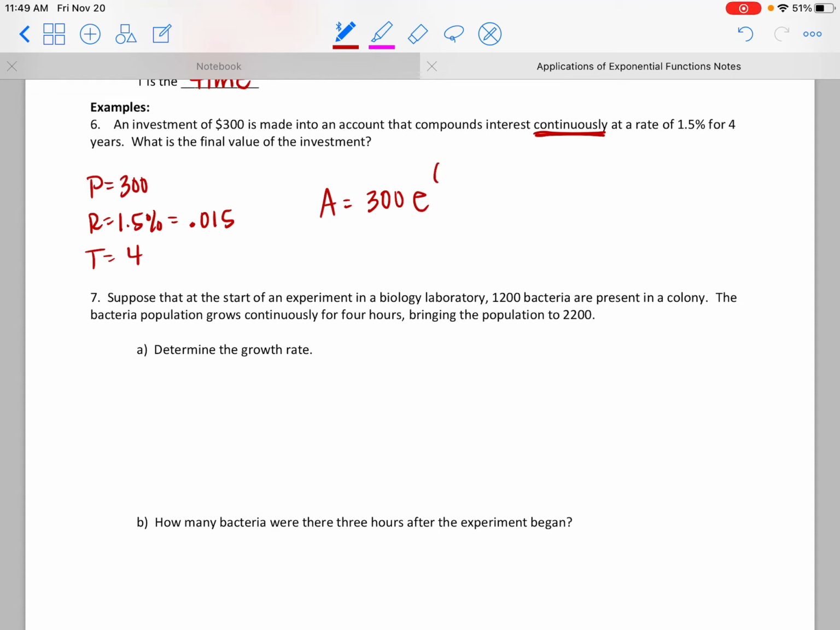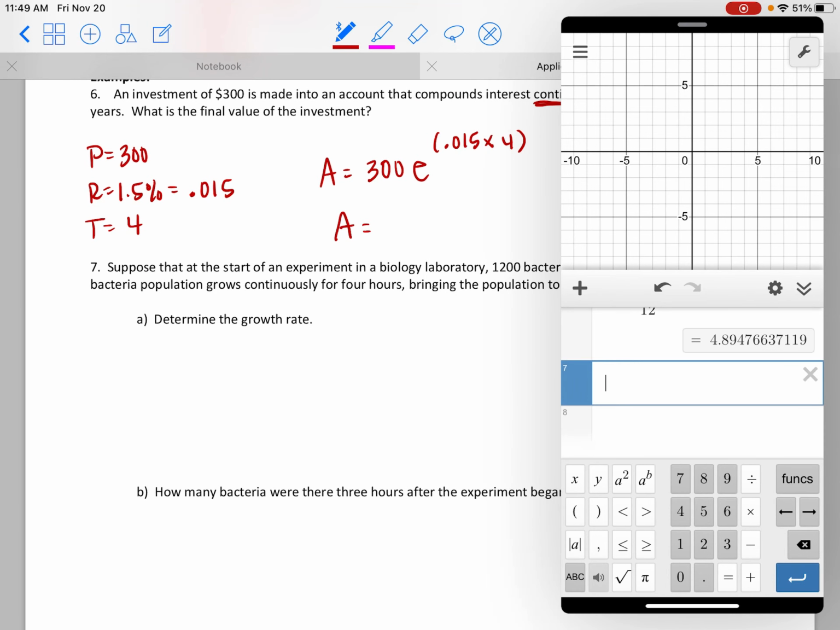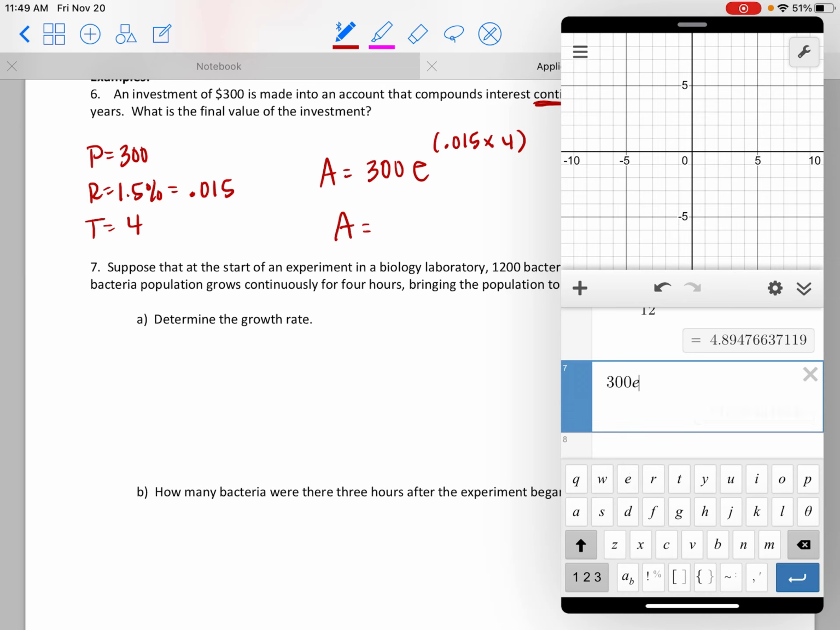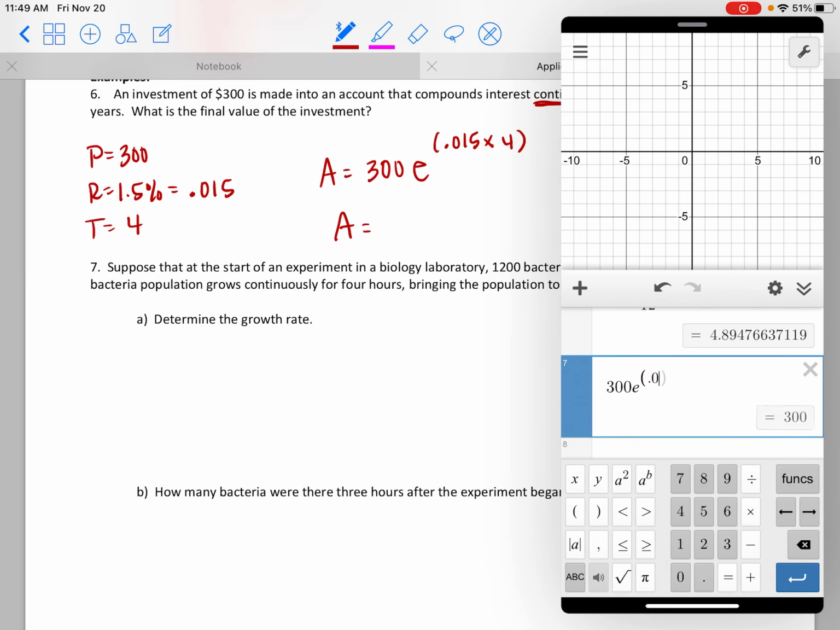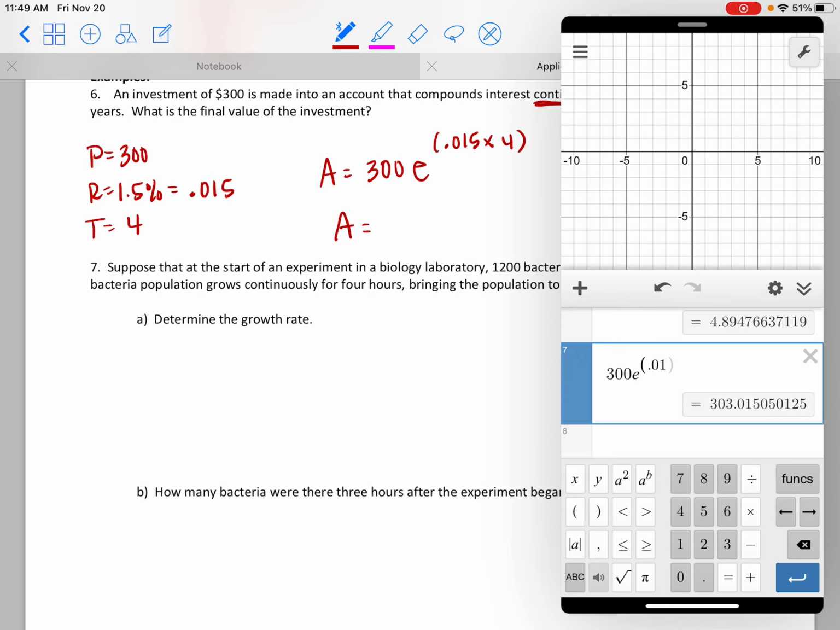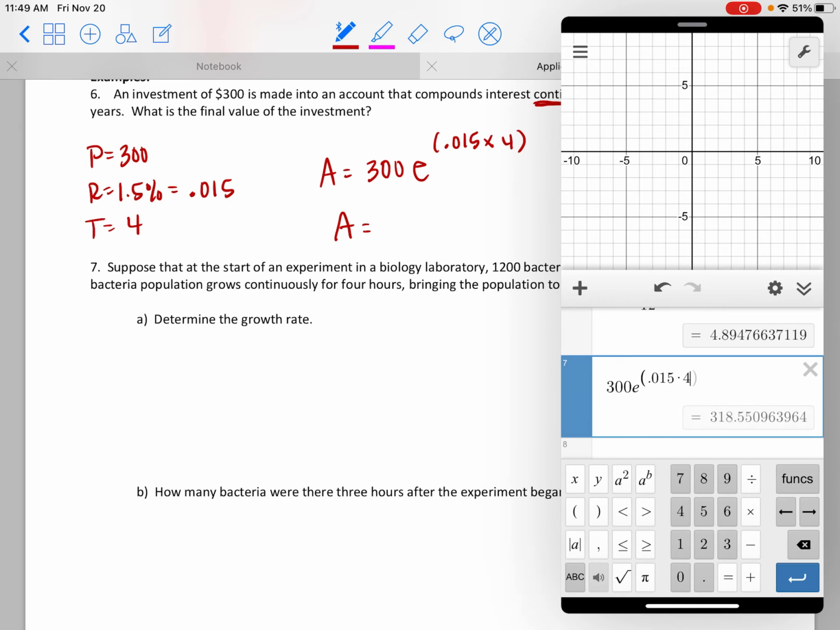So 300 times e to the rt power. So it's raised to the 0.015 times 4th power, and no solving to do here. A is what we're looking for, already by itself. We just need to plug this into the calculator to evaluate. So e raised to the 0.015 times 4, and we end up with, again, this is money, so $318, and then we'll round to the hundredths place, which would be 55 cents.